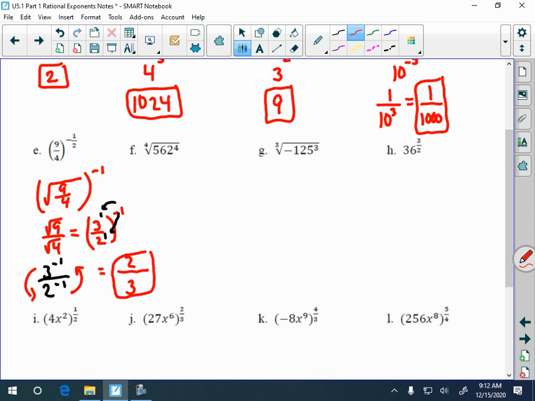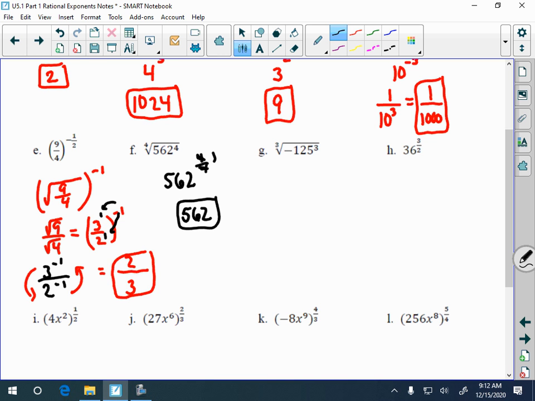All right, F, the 4th root of 562 to the 4th. This is a problem where you would want to convert it to its opposite form, a fractional exponent. And you'll see why when we do this. So 562, we're going to raise it to the 4 over 4 power. Well, 4 over 4 simplifies to 1. So we really have just 562 to the first, or 562.